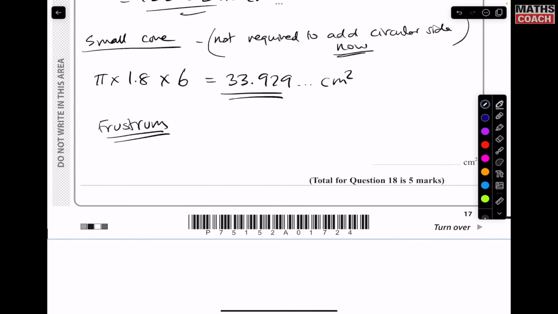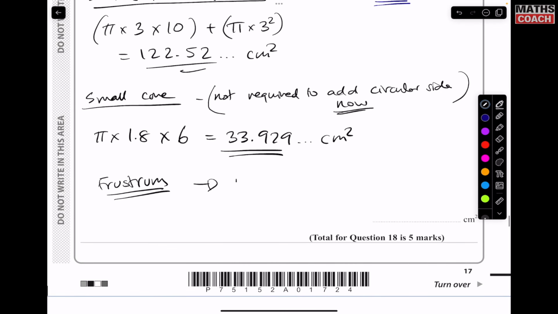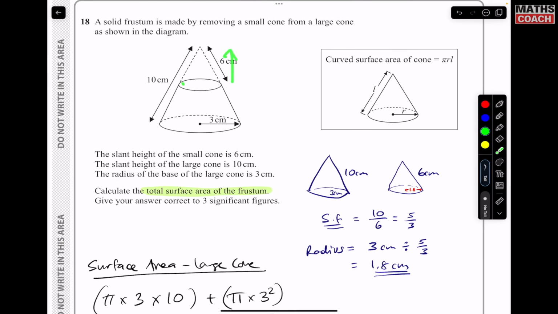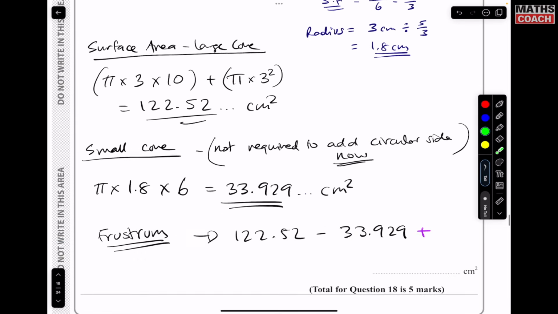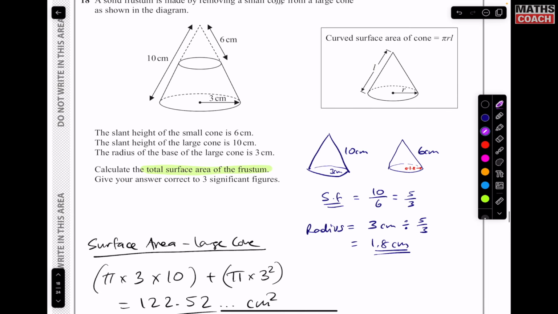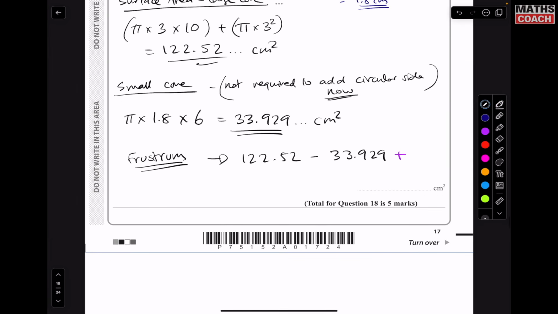Now the frustum. To find the frustum's surface area, we are going to do 122.52, which is the large cone, take away 33.929, and then we are going to add that circular part. Remember, I said to you that we're going to add this. So once this cone goes, it leaves this circular part, and we're going to need to add that after we find the surface area. Okay, we're going to add that there. So what is that, by the way? That would have the radius of 1.8, just like the small cone. Okay, and we'll just find the area of that. Okay, so that's going to be plus pi times 1.8 squared.